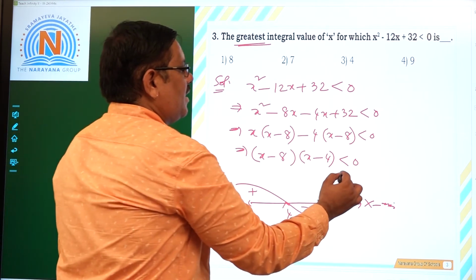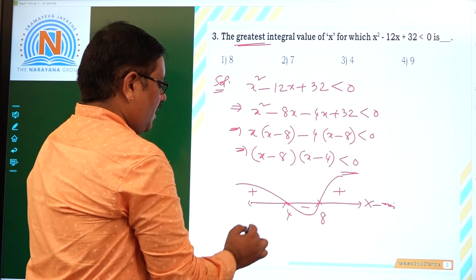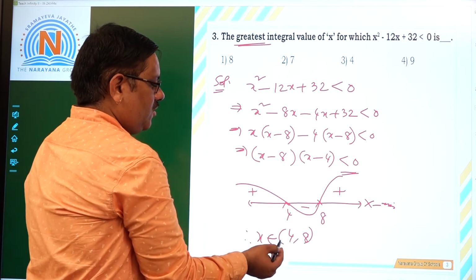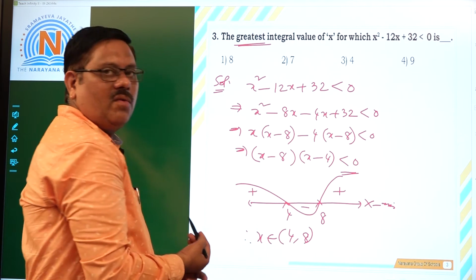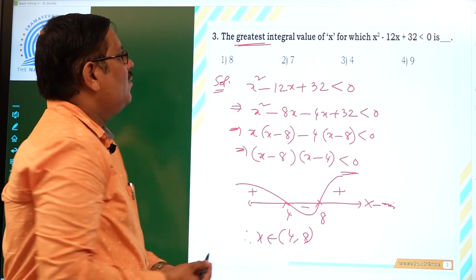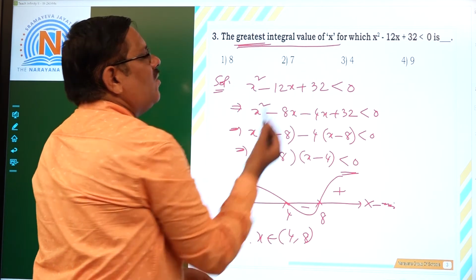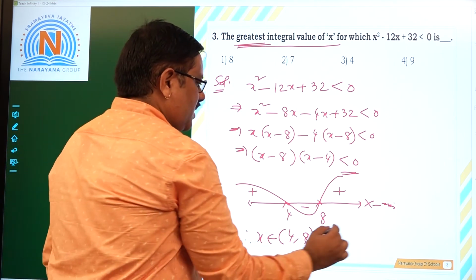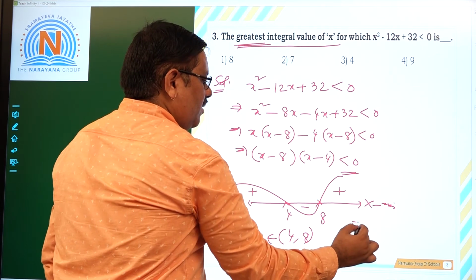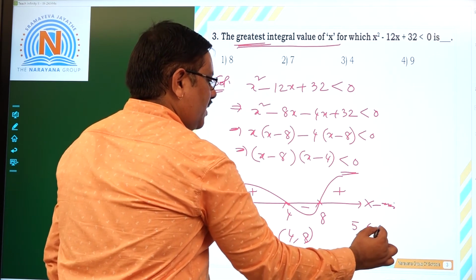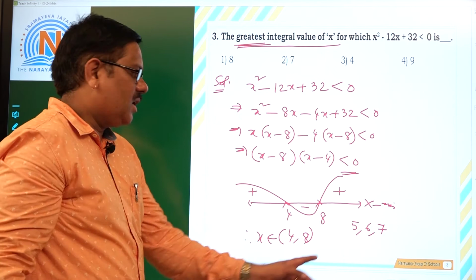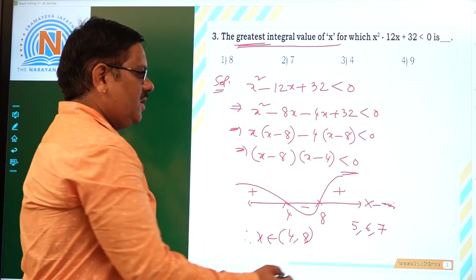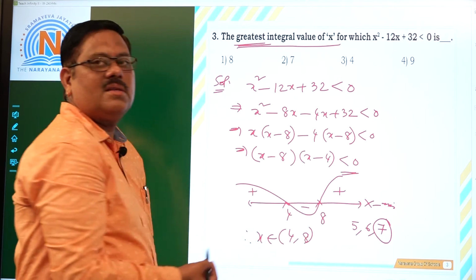Now he is asking here less than 0 means negative region. Therefore, definitely x belongs to 4 to 8. Only 4 and 8 should not be included because it is only less than inequality. X belongs to 4 to 8. What is asking now? The greatest integral value of x. If x is belonging to 4 to 8, what are the integers x will take? X will take 5, x will take 6, x will take the value of 7, that's all. These are the only integers between 4 and 8. What are they? 5, 6, 7. Out of these three, greatest is nothing but 7.